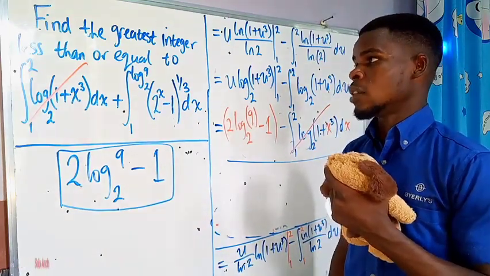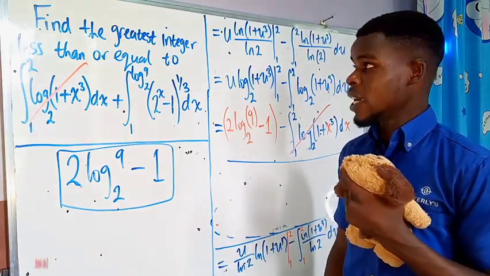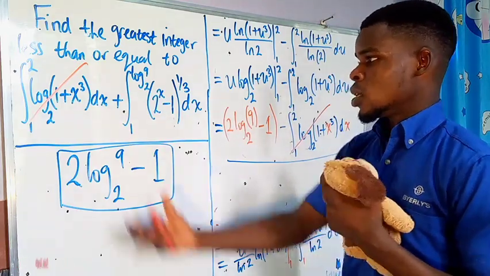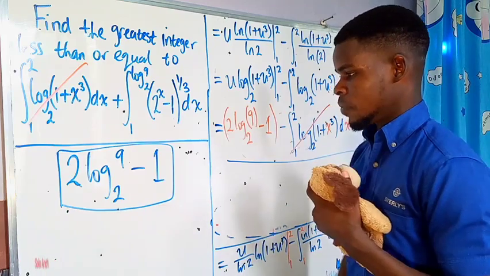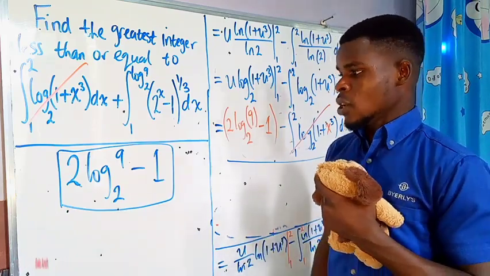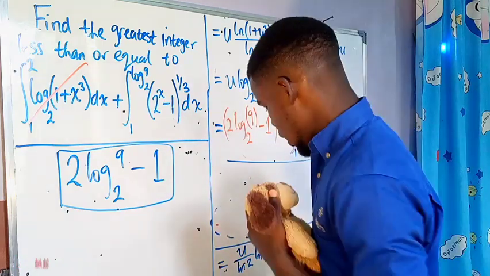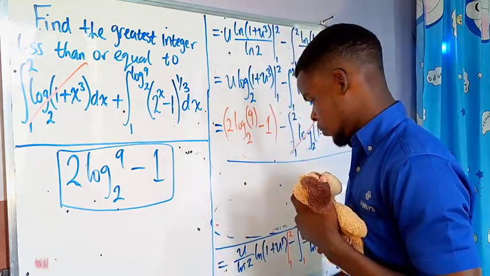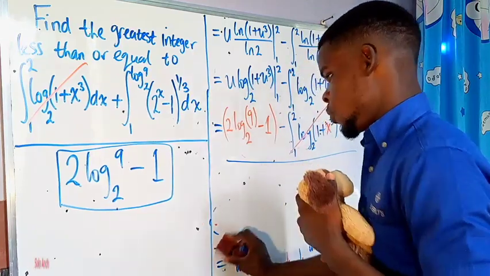Remember, the question demands that we find the greatest integer which is less than or equal to the sum of these two integrals. The sum of these two integrals gives us this. So we need to know what number this is, all right? So in fact, notice something. This right here is logarithm of 9 to base 2, right?